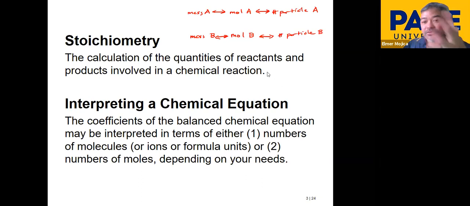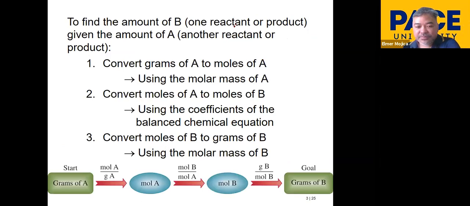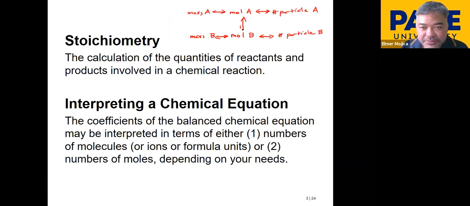Okay. So where are we going to connect the two? Oops. This is where we're going to connect the two. And what will connect the two? The chemical equation. The coefficient of the balanced chemical equation. So in stoichiometry, this is just the calculation of the quantities of reactants and products involved in a chemical reaction.